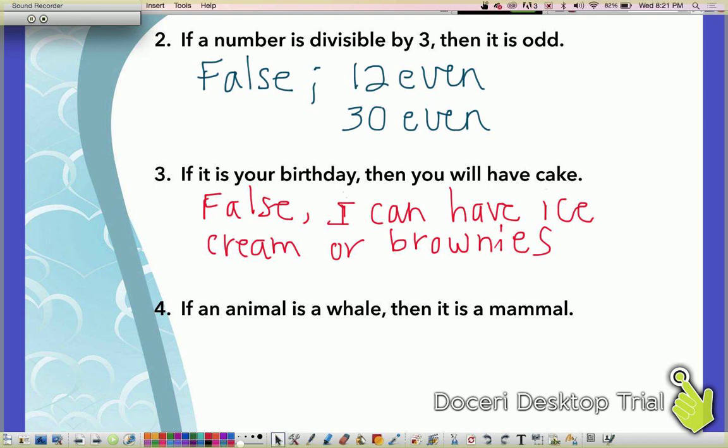Okay, next one, if an animal is a whale, then it is a mammal. Okay, that is a true statement. A whale can't be anything other than a mammal, because that is the category that a whale is in. And fun fact for you, they classify things by how we birth our young. So a whale is considered a mammal because it actually gives birth to its young instead of laying eggs or what have you. So just an interesting little biology tidbit for you.